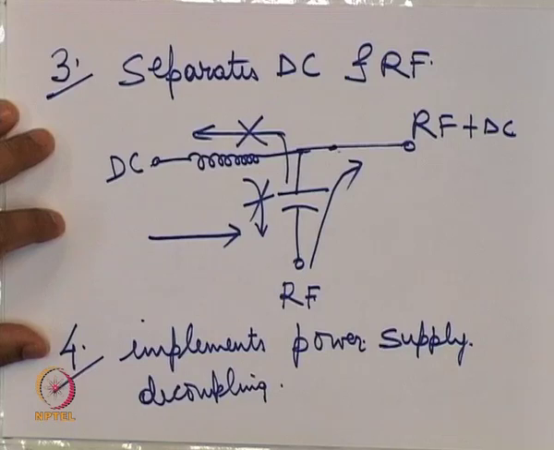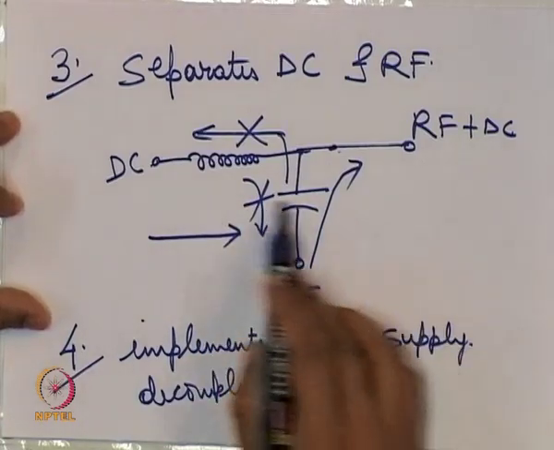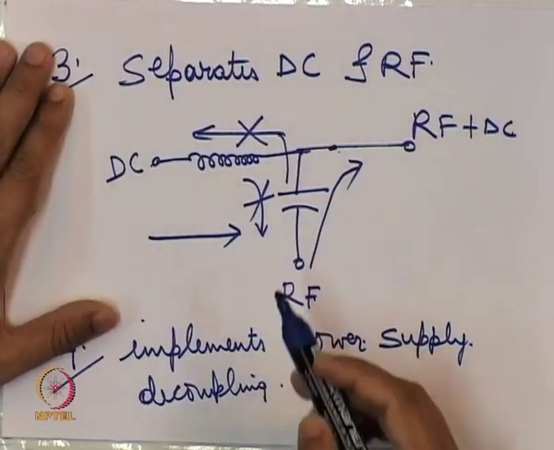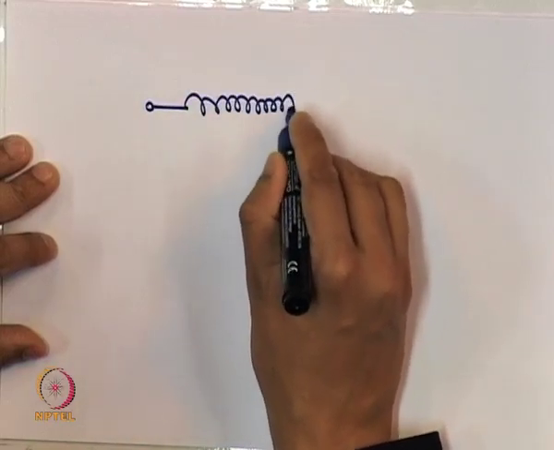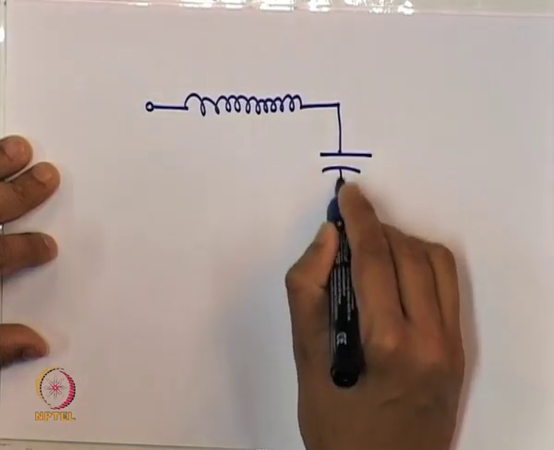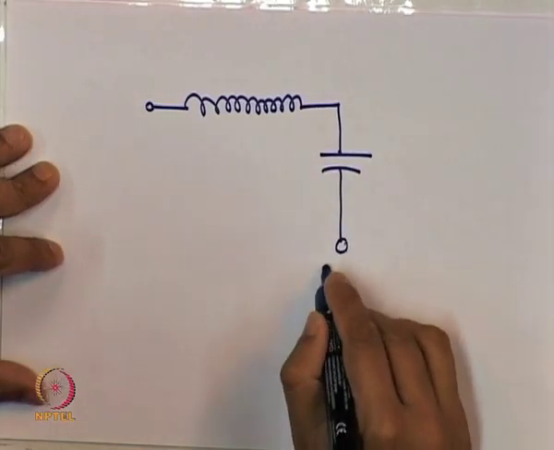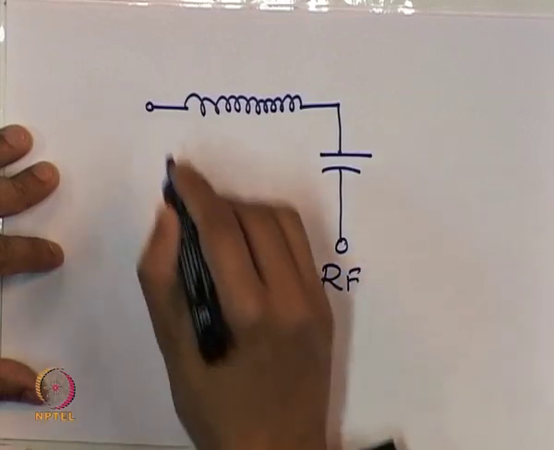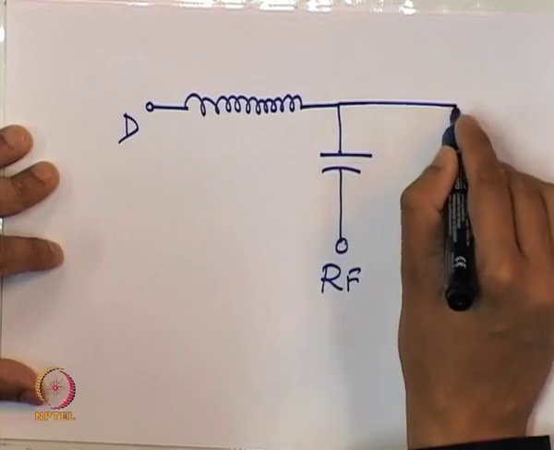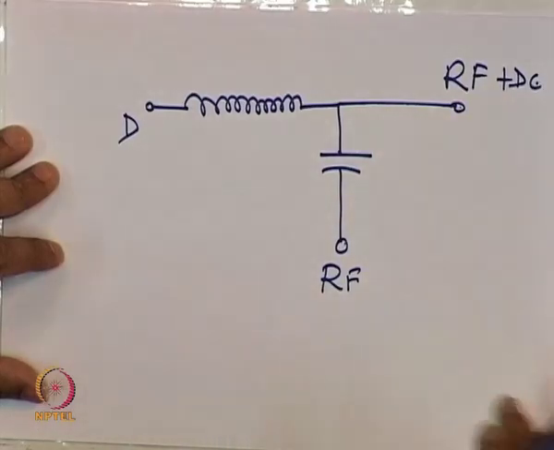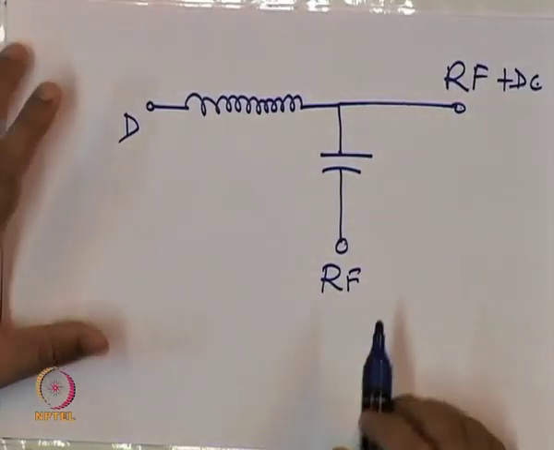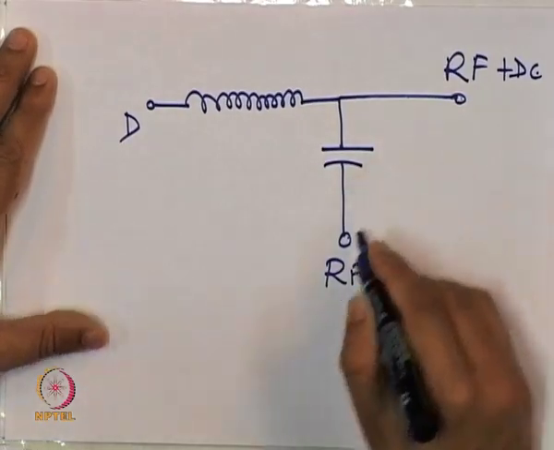So, this is our basic DC bias circuit; ideally any DC bias circuit should be like this. If I can draw it again, there is a very high inductance value and there is a very high capacitance value, and my output will be RF plus DC. This configuration is, by the way, known as a bias T.